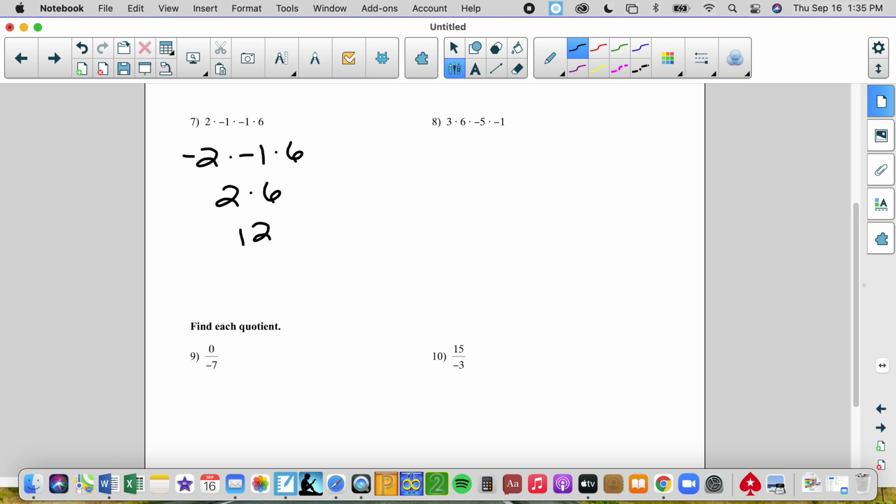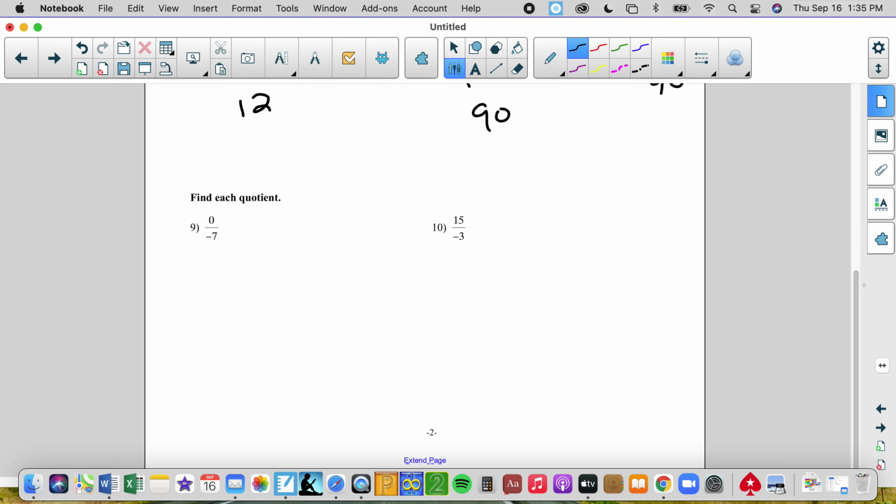Number 8 is very similar. We have 3 times 6 times negative 5 times negative 1. 3 times 6 is 18. We'll do 18 times negative 5. I don't know that off the top of my head. 5 times 8 is 40. 5 times 1 is 5. Plus 4 is 9. So that gives me negative 90 times negative 1. Negative 90 times negative 1 is positive 90.